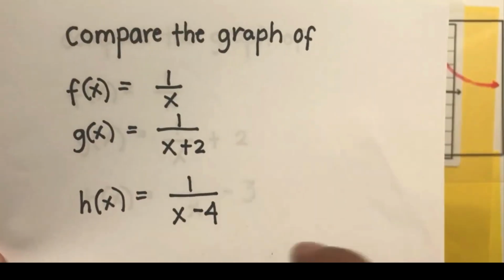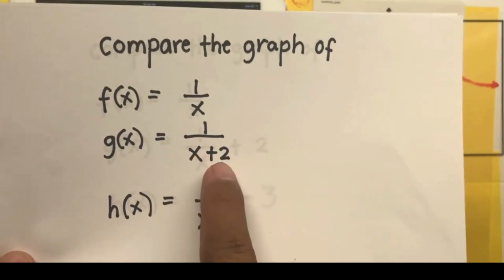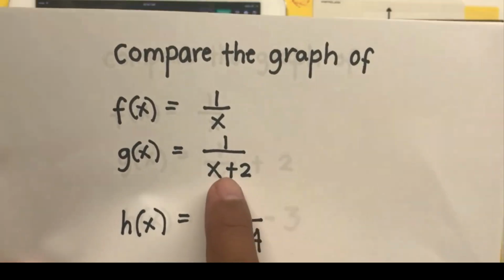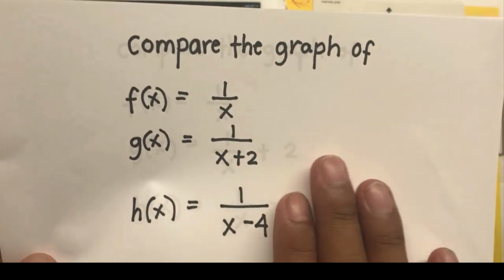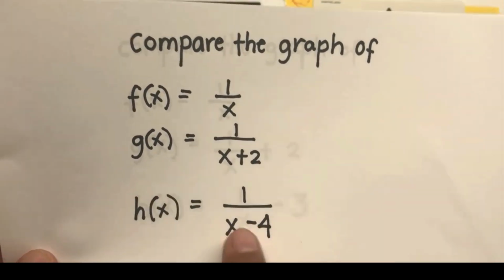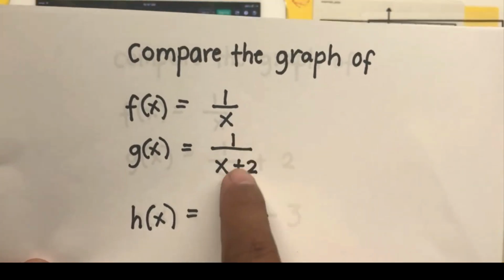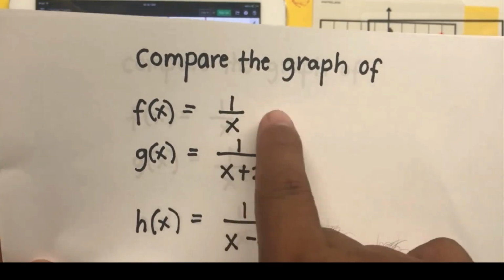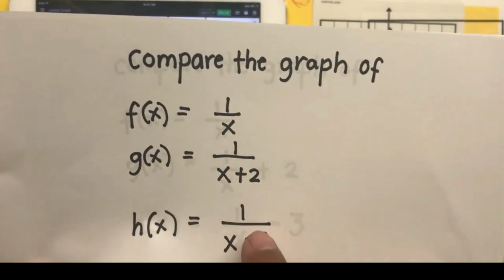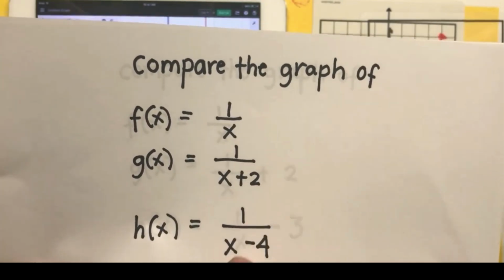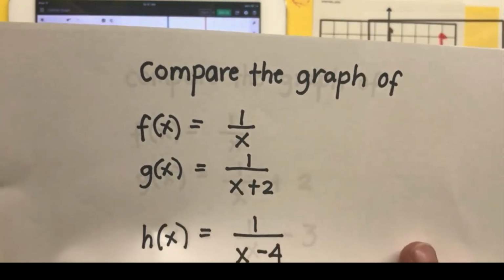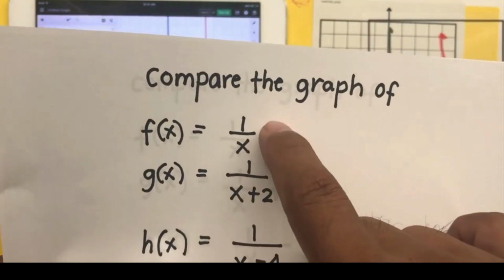But pay attention to the sign. When you have the operation x plus 2, intuitively some people think it should move to the right. That's wrong. The graph is going to move to the left when the operation is plus. When the operation is minus, that's when you move to the right. So 1 over x plus 2 compared to f of x equals 1 over x is a translation to the left 2 units. Whereas the graph of the function 1 over x minus 4 is a translation 4 units to the right compared to the parent function 1 over x.